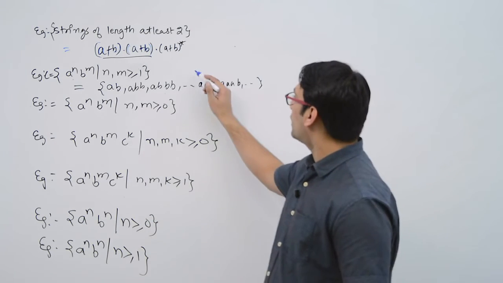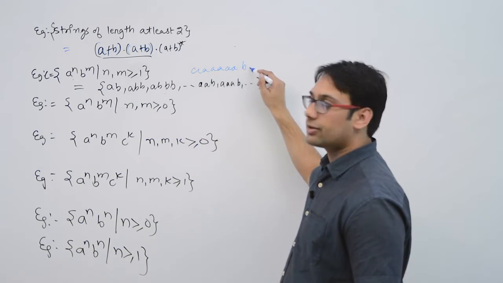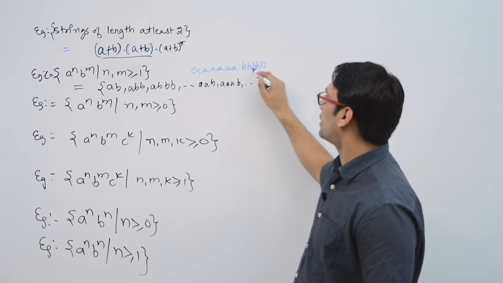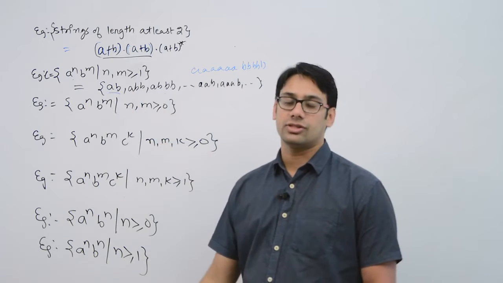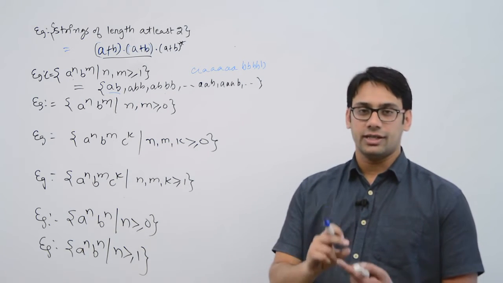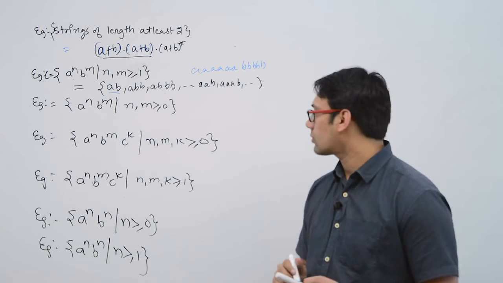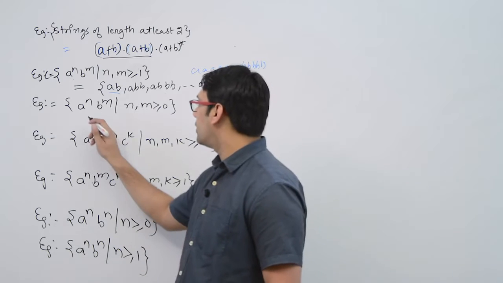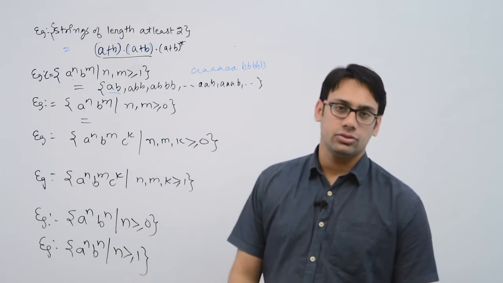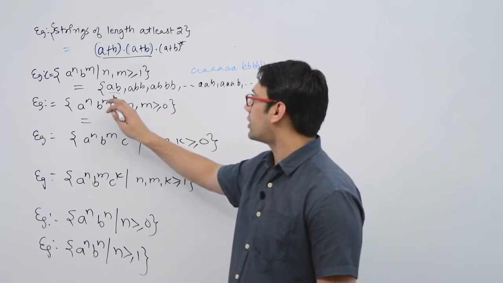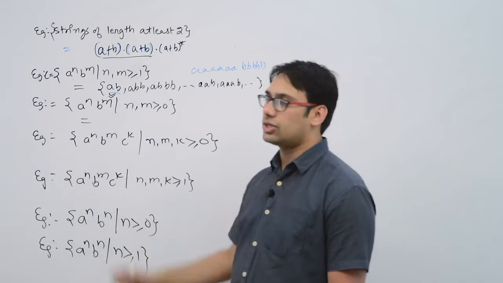That means in the starting we can have any number of a's, and as soon as we get one b, we can have any number of b's. The a's and b's are not dependent on each other. The number of a's should be at least 1 and the number of b's should be at least 1, therefore the minimum length is 2. And this one is representing strings where n comma m is greater than or equal to 0. The only difference is that here ab is of length 2, but there we can have a string of length 0.